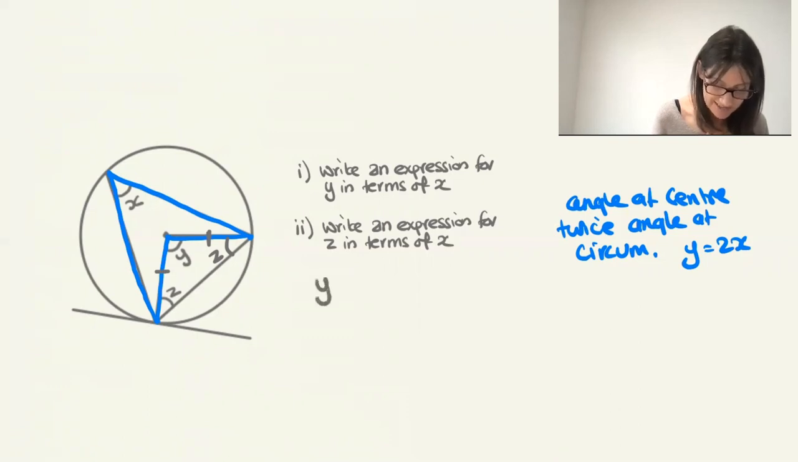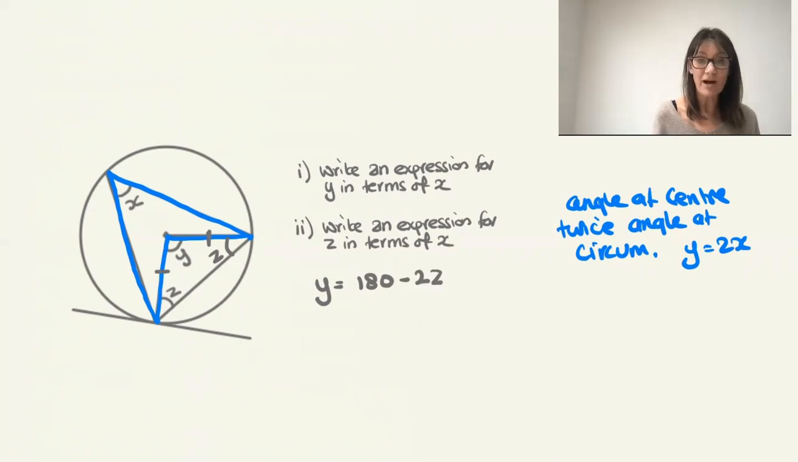So y has to equal 180 take away 2z. So that's an expression for y, but at the moment it's in terms of z, not x. So I have to continue working on this so that I can actually get this in terms of x.